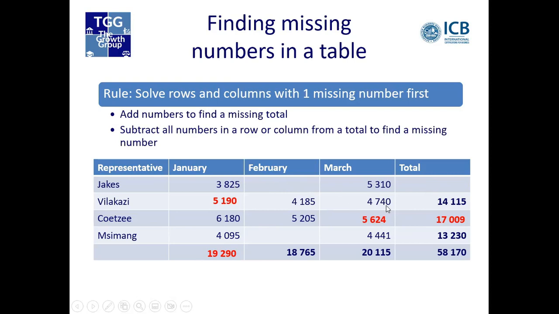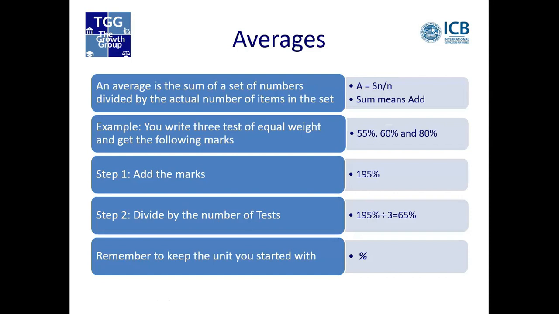So okay, let's have a look here. If we want the total for Jakes, we will subtract all these numbers from the 5817, and we get 13,816. Now we can subtract the 5,310 and the 3,825 from that 13,816, and we get 4,681. And now we can subtract all of these numbers from the total that we have for February, and then we will have Msimang's February figure, and that's 4,694.